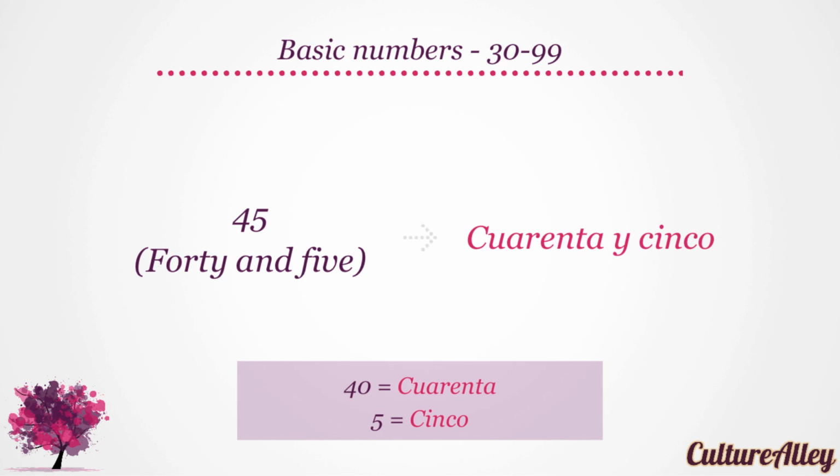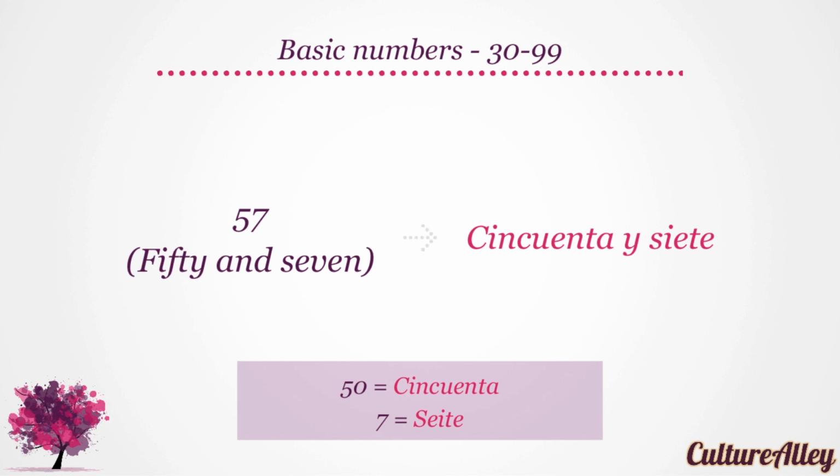Let's have a look at 45. 45, literally meaning 40 and 5, is translated as 45. Can you say that? 45. Good. Spanish for 40 is 40, and 5 is 5. Next is 57. 57, literally 50 and 7, becomes 57, following the pattern where 50 is 50 in Spanish and 7 is 7. Try saying that, please. 57.